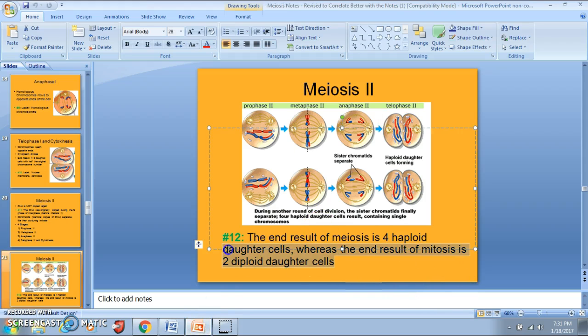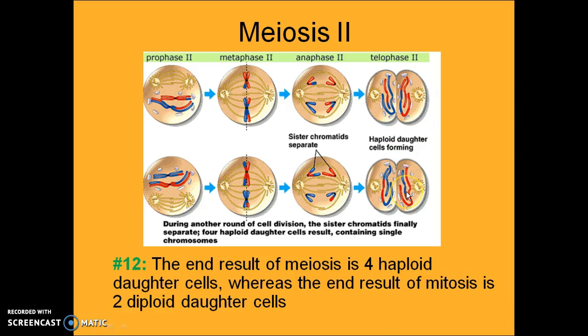And we're going to say the end result of meiosis is going to be 4 haploid daughter cells, whereas the end result of mitosis is 2 diploid daughter cells. We're calling these 4 daughter cells haploid because they have one set of chromosomes. In this case, one set of chromosomes is 2 chromosomes, whereas diploid would be 4. And in human cells, one set of chromosomes is 23, and 2 sets would be 46. So each of these 4 daughter cells in humans would have 23 chromosomes.